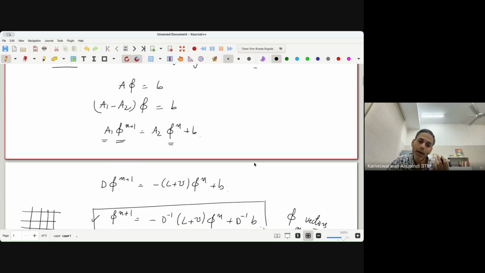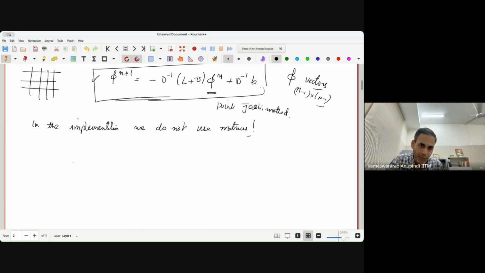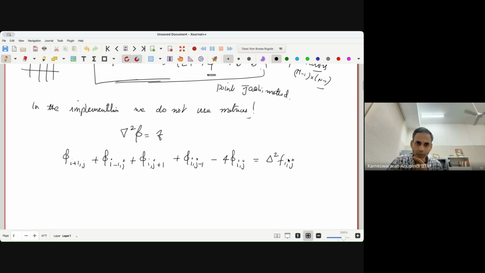For that, let me go back to the previous equation that we have developed. When we want to solve del square phi equals f of xy, this equation came out to be phi of i plus 1 j plus phi of i minus 1 j plus phi of i j plus 1 plus phi of i j minus 1 minus 4 times phi ij equals del square f ij, right? That's what we have written.